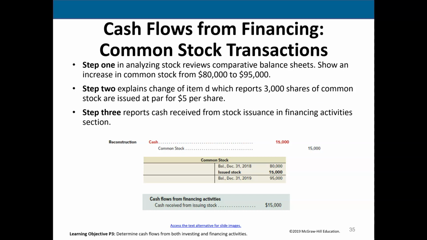They also had some common stock transactions. The first one is common stock. They issued 3,000 shares. This comes from item D in that slide. 3,000 shares at $5 per share. 3,000 shares times $5 per share is $15,000. Their balance was $80,000 in common stock. They issued $15,000, which is a new balance of $95,000. So that means they received cash of $15,000 in that transaction.